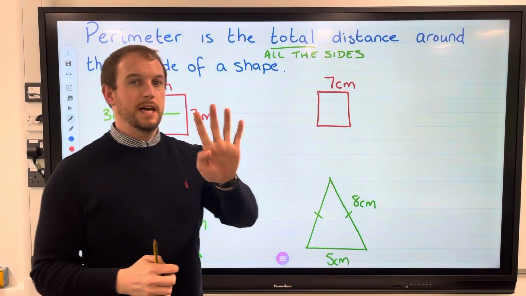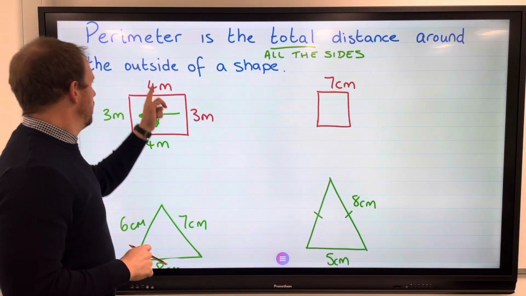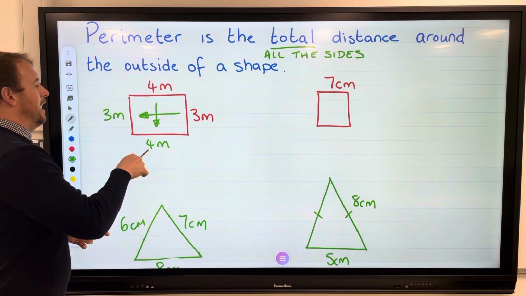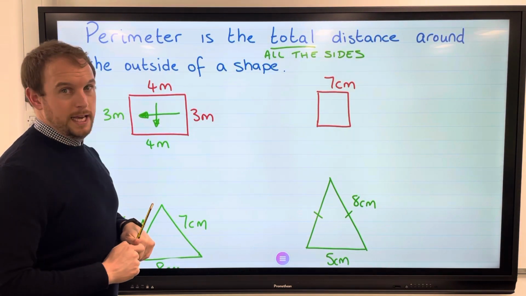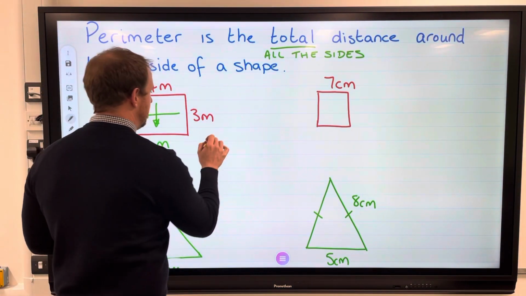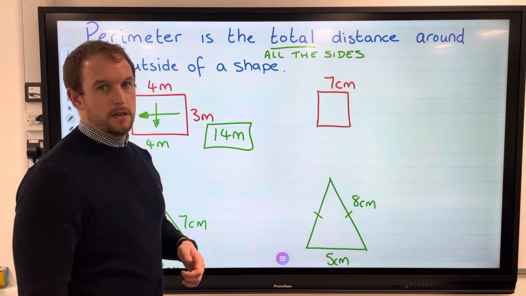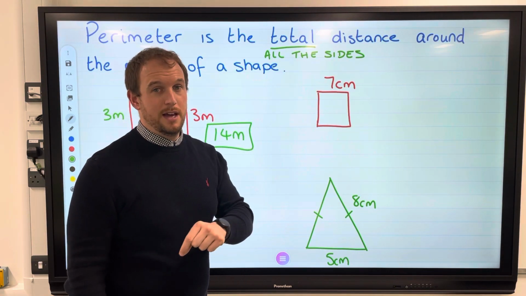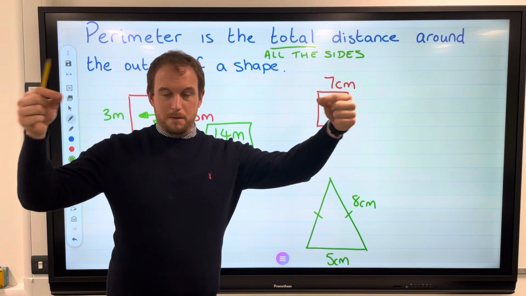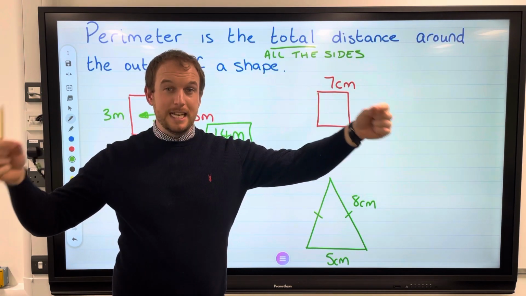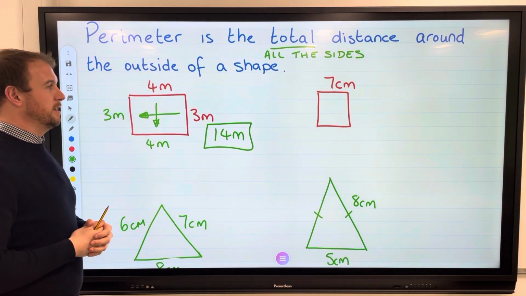I've got 4 sides on my rectangle, therefore I need to add together 4 numbers. 4 add 3 is 7, add 4 is 11, add 3 is 14. 14 meters. None of this meters squared because that's area. Remember what I said, this is a piece of string. That's not meters squared, that's just meters. It is a length. So this one here, the perimeter would be 14 meters.